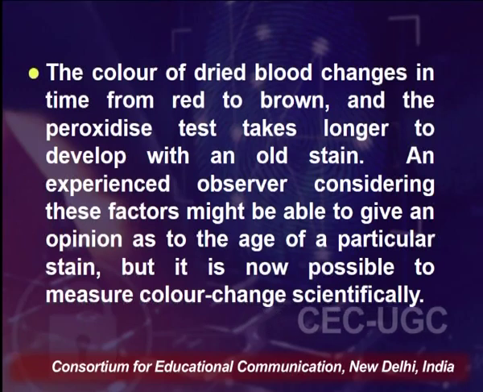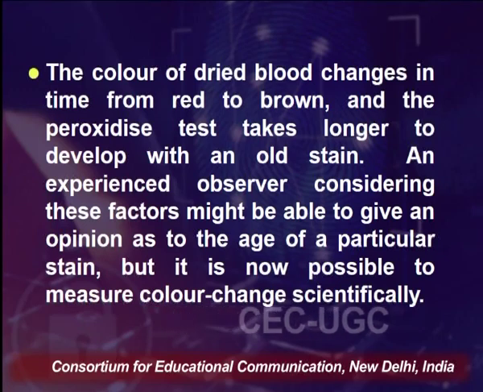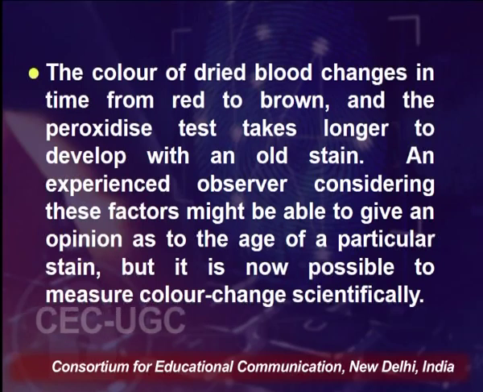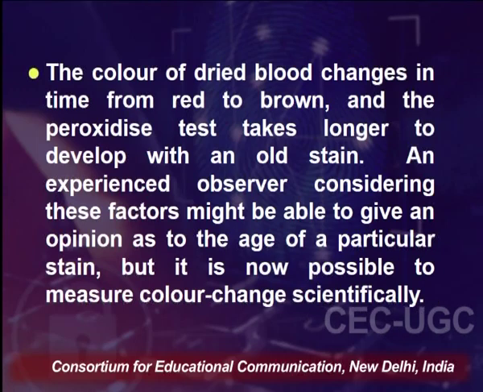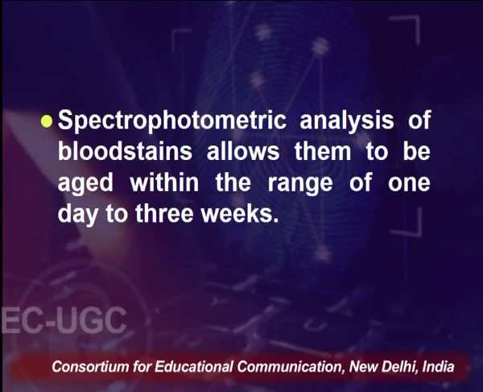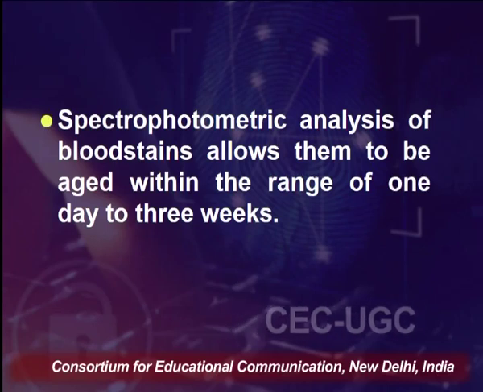The color of dried blood changes over time from red to brown, and the peroxide tests take longer to develop with an old stain. An experienced observer considering these factors might be able to give an opinion about the age of a particular stain, but it is now possible to measure color change scientifically. So, we can go for the spectrophotometric analysis of blood stains, which allows them to be aged within the range of 1 day to 3 weeks.